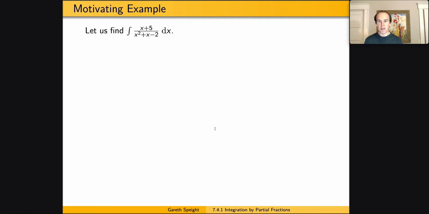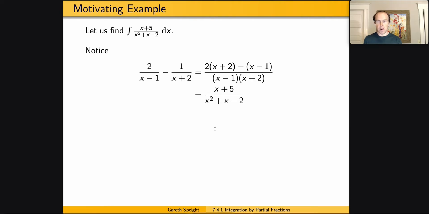Let's suppose we want to find the integral of x plus 5 divided by x squared plus x minus 2. It's not an easy integral. For example, u equals x squared plus x minus 2 would not work because the top is not the derivative of the bottom, so the substitution wouldn't work out nicely. So we need to do something else. And here is a magic trick that's going to become clear a little bit later why this works.